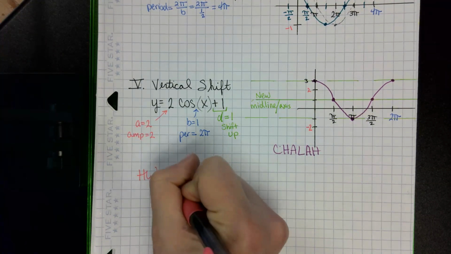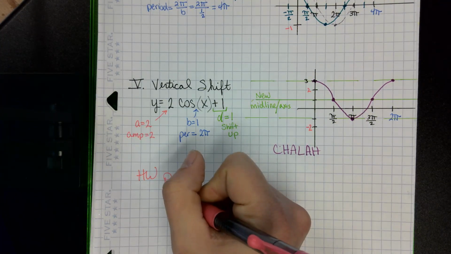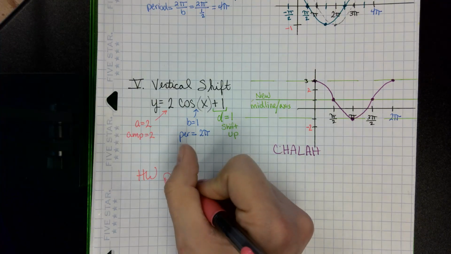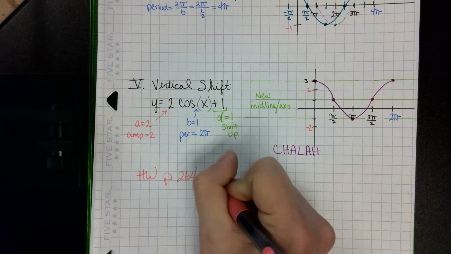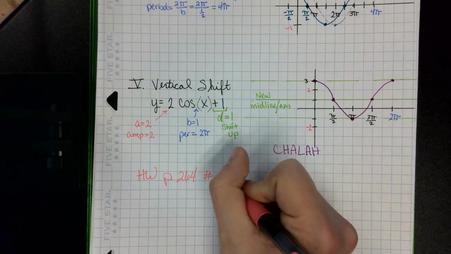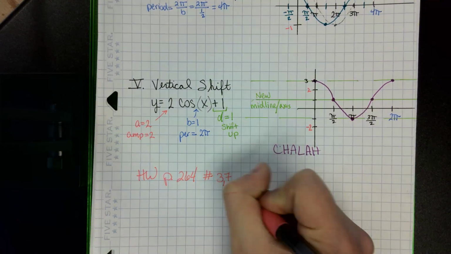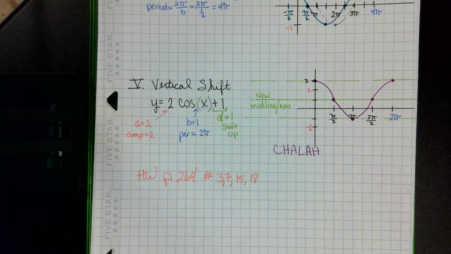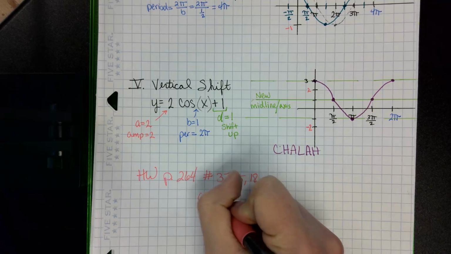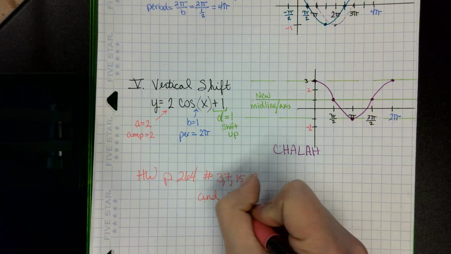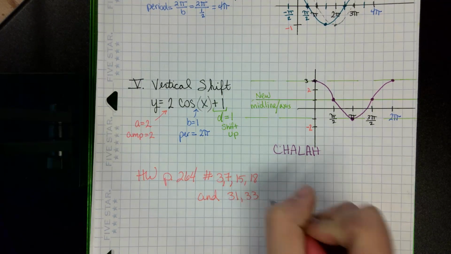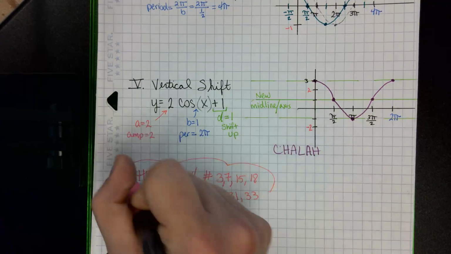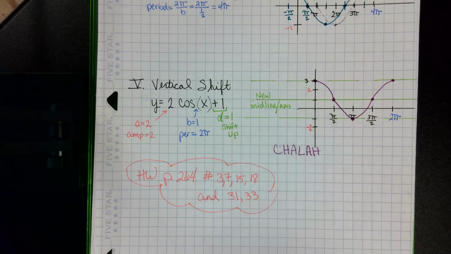Homework, page 264. I'm not sure. Maybe. Number 3, number 7, 15, 18. Those are the straight graphing cosine. You have 4 of those. And 31 and 33, which are super fun problems. Where you like that, huh? Yeah, it's going to give you a graph, and you're going to write a function based on the graph for those last 2.